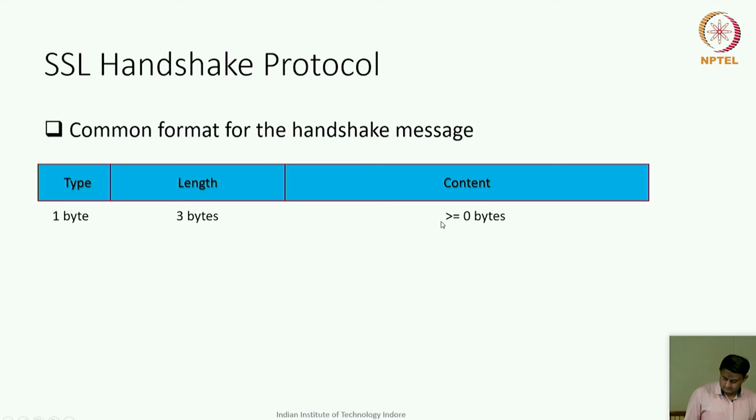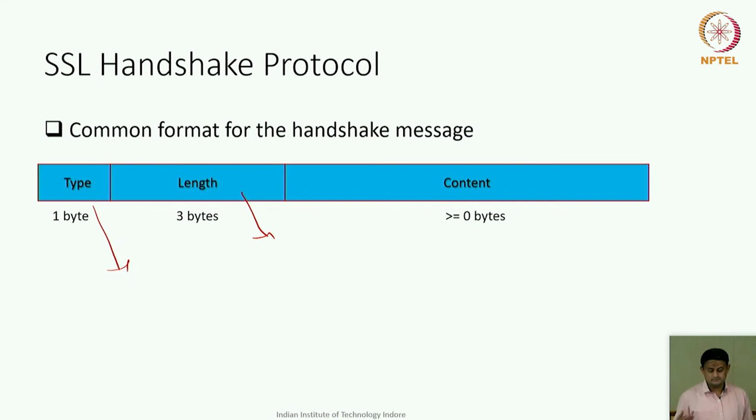So the third management layer protocol, which is the most complex one out of the three, is something called the SSL Handshake Protocol. Before we go into details, let's look at its structure. This SSL Handshake Protocol has 3 components. The first component is the type of message, which is 1 byte, and the second component indicates the length of the message carried here. So that length is indicated here and the actual content is here.